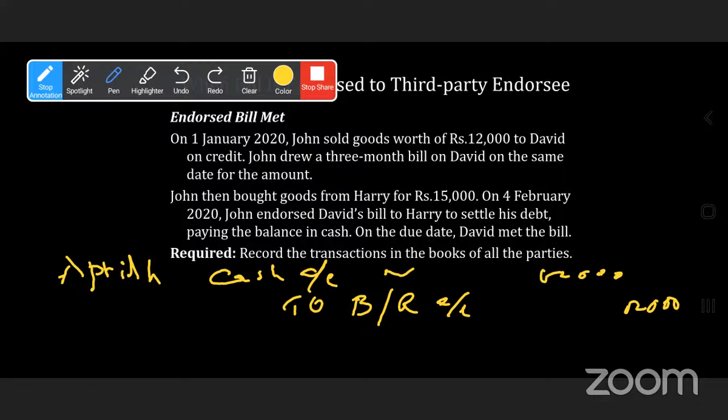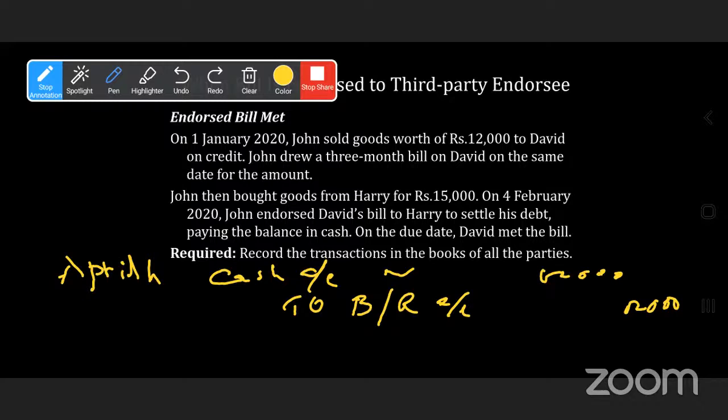Is it okay? Now, when the bill is endorsed, the transaction may not be shown in the books of David because the transaction is between John and Harry. You should not write any transaction in the books of David. And you may not be recording any sale or purchase between John and Harry. It's not required. Only the bill was endorsed.